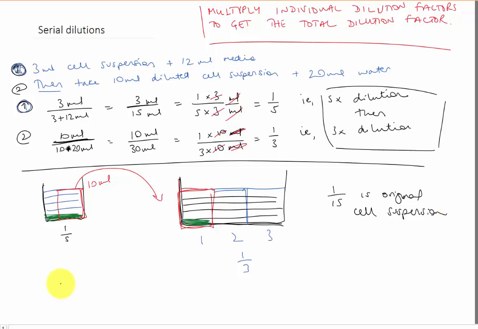And mathematically, the way you'd think about it is that you're taking 1/3 of 1/5, which is equal to 1/3 times 1/5 is the way that you calculate that, which is 1/15. So that's why we multiply the dilution factors when we do serial dilutions.